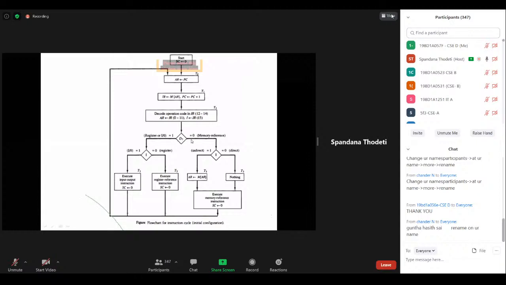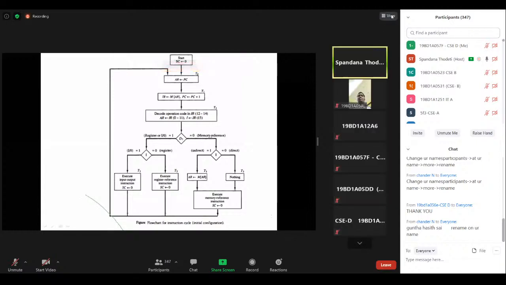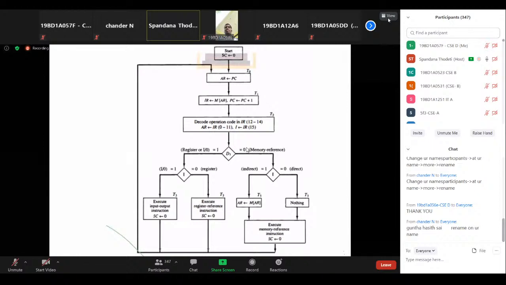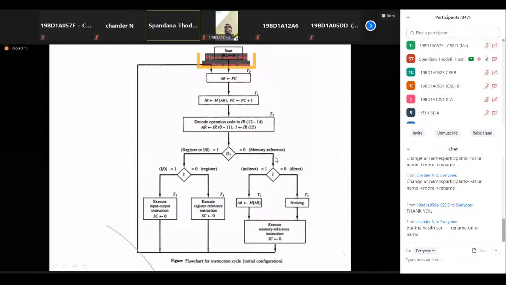Now here, if the value of D7 is 0, it is a memory reference instruction. Only one possibility, memory reference instruction. But memory reference can be either a direct reference or indirect reference. That is always based on the value of your I. If I equals 0, it represents a direct addressing mode. If I equals 1, it represents an indirect address. That means address of the address. So you need to get the effective address.